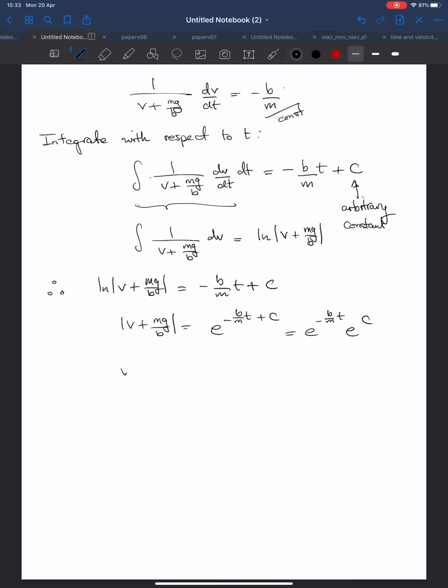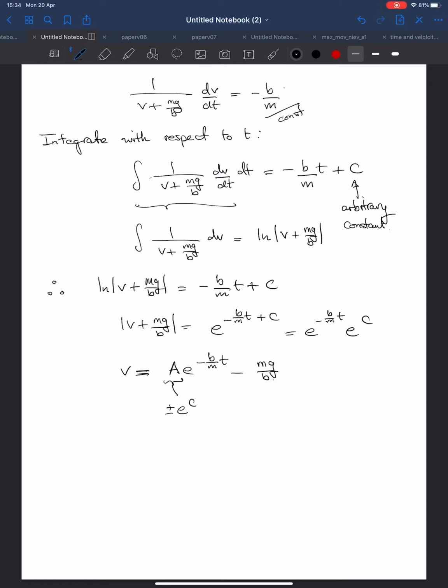Okay, so this tells me that I have a e to the minus b over m t, if I'm not wrong with the signs. So what about this? Well, this a, it's basically connected with our arbitrary constants. It's just plus or minus e to the c. Okay.